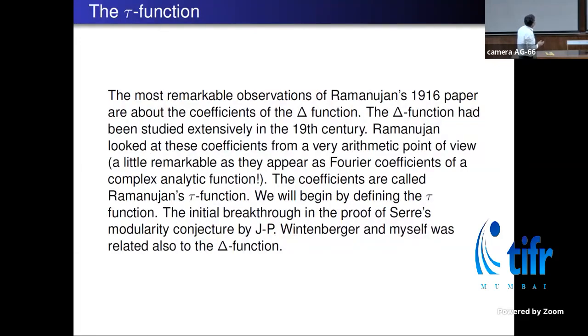All right, so I want to talk about some of these things, but I'm going to go back much further. I'm going to start with Ramanujan's 1916 paper, where he makes some observations about the tau function. I'm going to define what the tau function is, and in fact these observations influence the subject right throughout. When Jean-Pierre Wintenberger and I started proving Serre's conjecture, the first cases we proved were related to the Ramanujan delta function. So the Ramanujan delta function did play a key role even in the formulation of Serre's conjecture, and in the initial results to do with it.